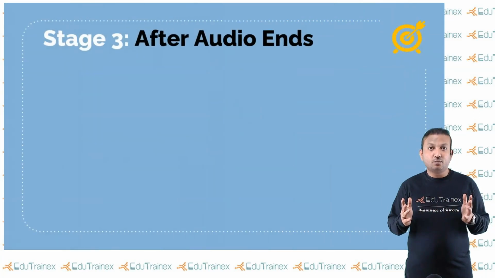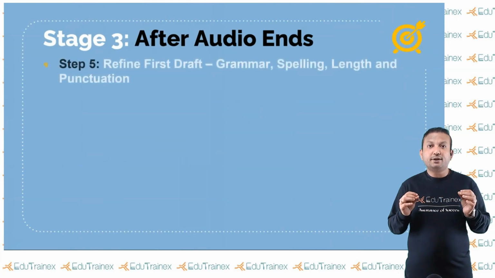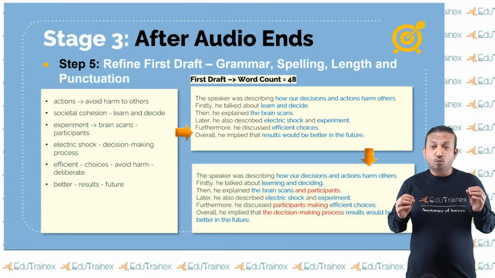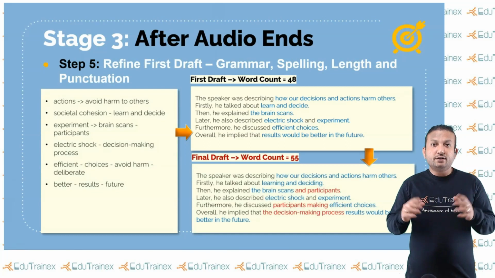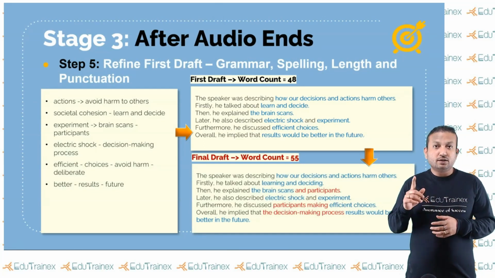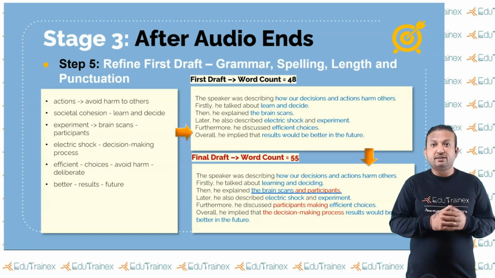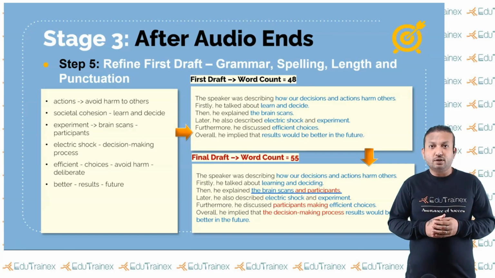So in the next step, I'm going to add a few more words, again using the keywords that I noted earlier. See how I have added more keywords from my notes to increase the word count, the ones highlighted in red. In the third sentence, I added more details using a conjunction, saying brain scan and participants. In the fifth one, I added more meaning to the sentence by saying participants making efficient choices.